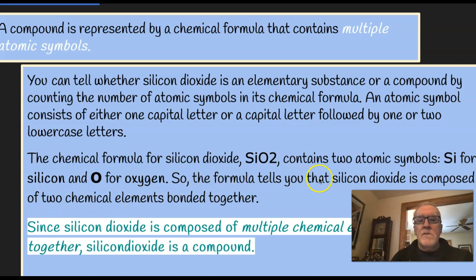So the formula tells you that silicon dioxide is composed of two chemical elements bonded together. Since silicon dioxide is composed of multiple chemical elements, there's two of them, bonded together, then silicon dioxide is a compound. All you need to focus on is if you see the formula and it's got more than one element in it, it could be 2, it could be 3, it could be 4. But if it has more than one, it's a compound. If it has only one, it's an elementary substance. Hope this helps.